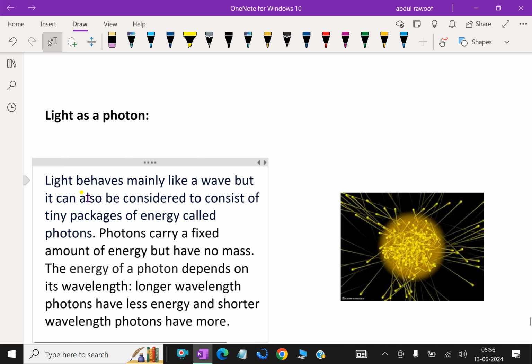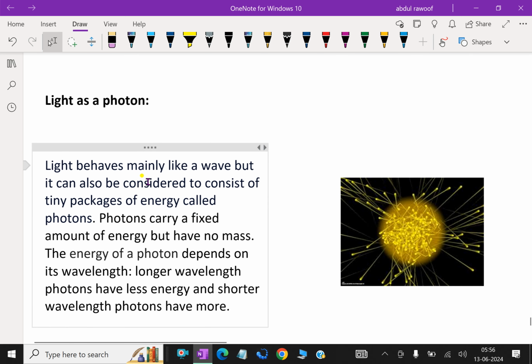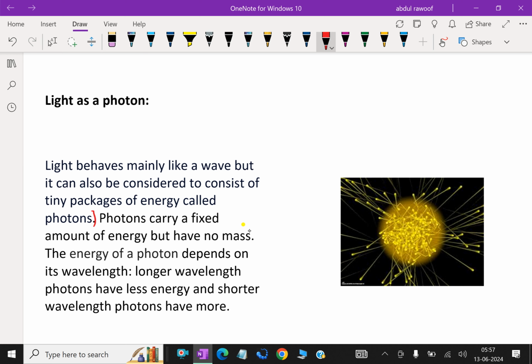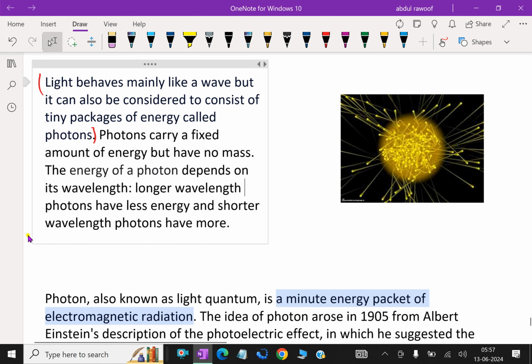Now we'll discuss light as a photon. Light behaves mainly like a wave, but it can also be considered to consist of tiny packages of energy called photons. Photons carry a fixed amount of energy but have no mass. The energy of a photon depends on its wavelength. Longer wavelength photons have less energy, and shorter wavelength photons have more energy.